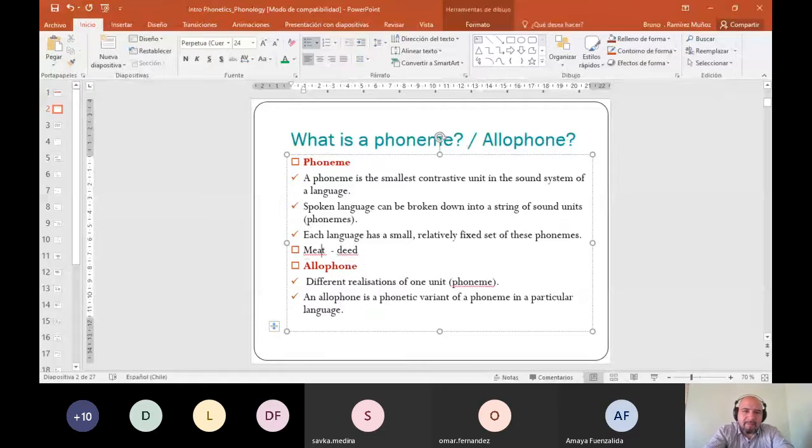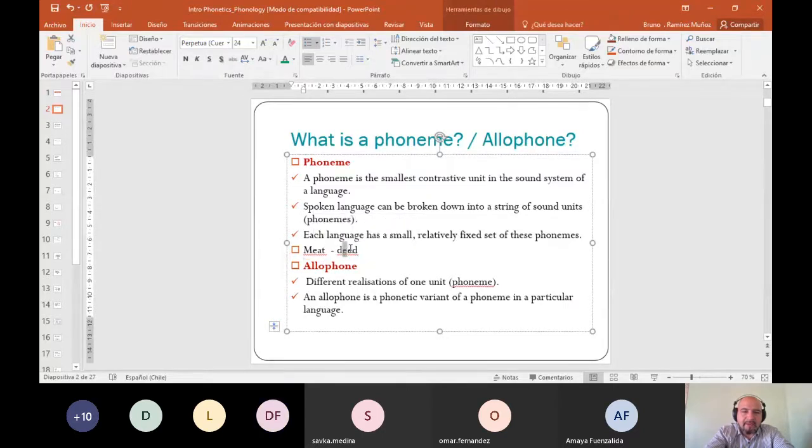So you have to be careful when you refer to letters or spelling, because when we talk about phonemes, we are referring to sounds. So in these two words, meet and deed, they have the same vowel sound. E, meet, E, deed. Okay, so E would be a phoneme because it's a vowel sound.